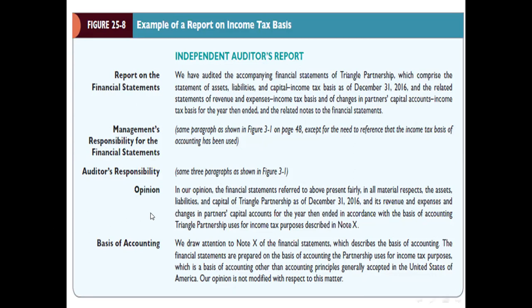Okay, according to the opinion: in our opinion, the financial statements referred to above present fairly, in all material respects, the assets, liabilities, and capital of Triangle Company, and its revenues, expenses, and changes in them for the year then ended in accordance with the basis of accounting. Here also the auditor expresses an opinion to identify whether the data presented by the management is presented in accordance with certain criteria, here the income tax basis.